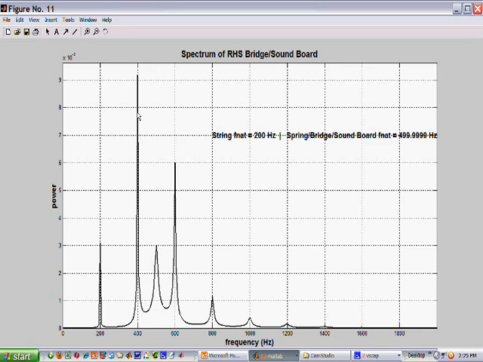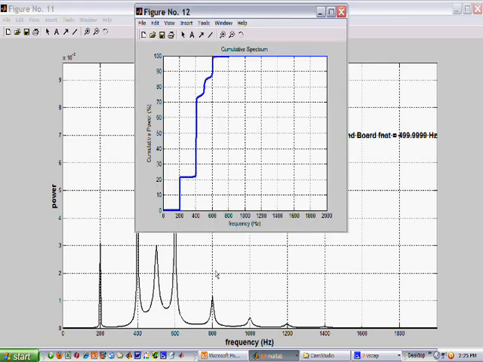Here we have a lot of power at the harmonic at 400 Hertz, not so much at the fundamental. Got some power here at the 500 Hertz point, which is the soundboard natural frequency, and some power here at the 600 Hertz partial. Here's the cumulative spectrum, which shows that only 20% of the power is at the fundamental, about 50% is at the harmonic at 400 Hertz, maybe 10% at the soundboard natural frequency, and maybe 12% at the 600 Hertz partial.